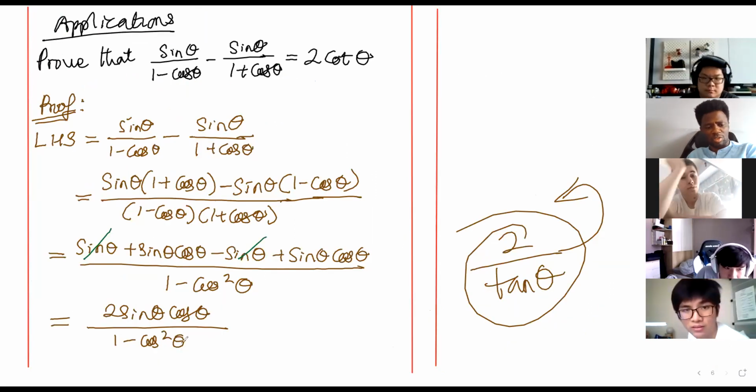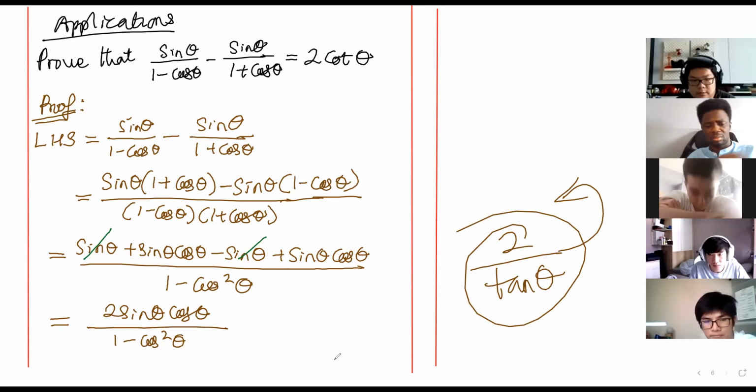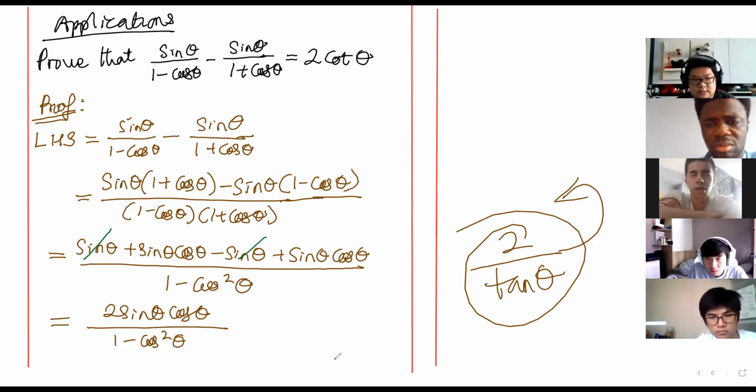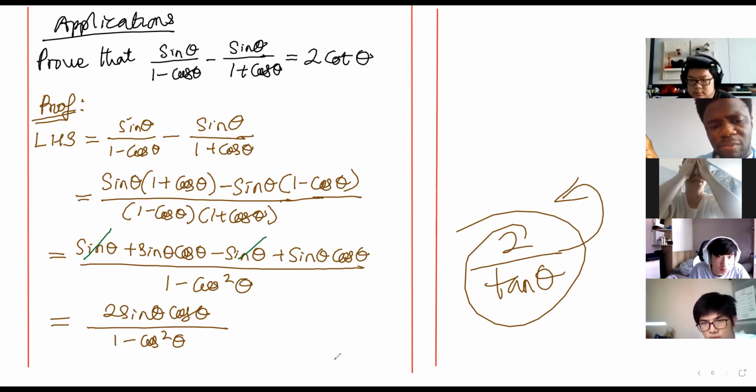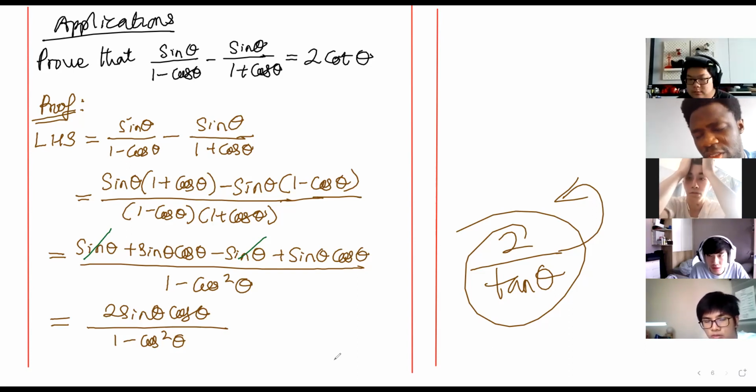So what is one minus cos squared? Sine squared theta plus cos squared theta minus cos squared theta. What is one minus cos squared? Give me the answer that I asked for. Sine squared theta. Sine squared theta, that's what I want.